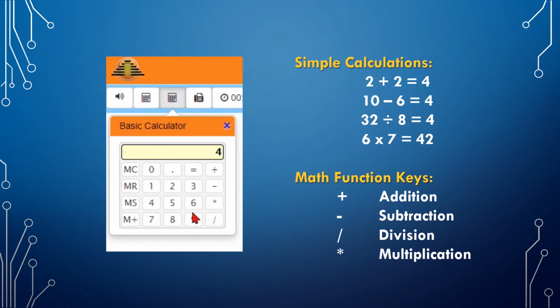I'll do a division question now. 32 divided by, use the slash for division. 32 divided by 8 equals 4. For multiplication, you'll use the star or asterisk. 6 times 7 equals 42.